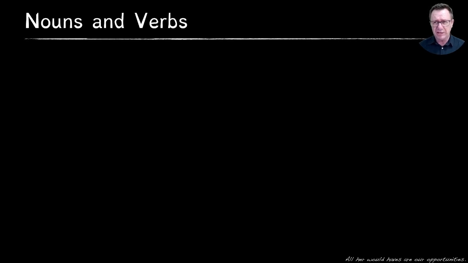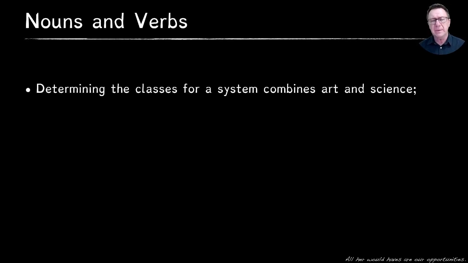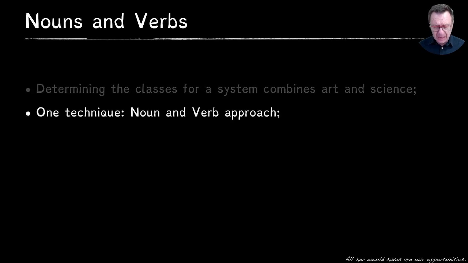Now, what a title, Nouns and Verbs. When it comes to this construction of classes, okay, there's a science to it and there's also an art form, and it's something we need to be aware of. Often there's the science and the art, and they work hand in hand, and we become good designers through practice. Now, one of the techniques we can go about using when it comes to creating classes is this one called the noun and the verb approach.